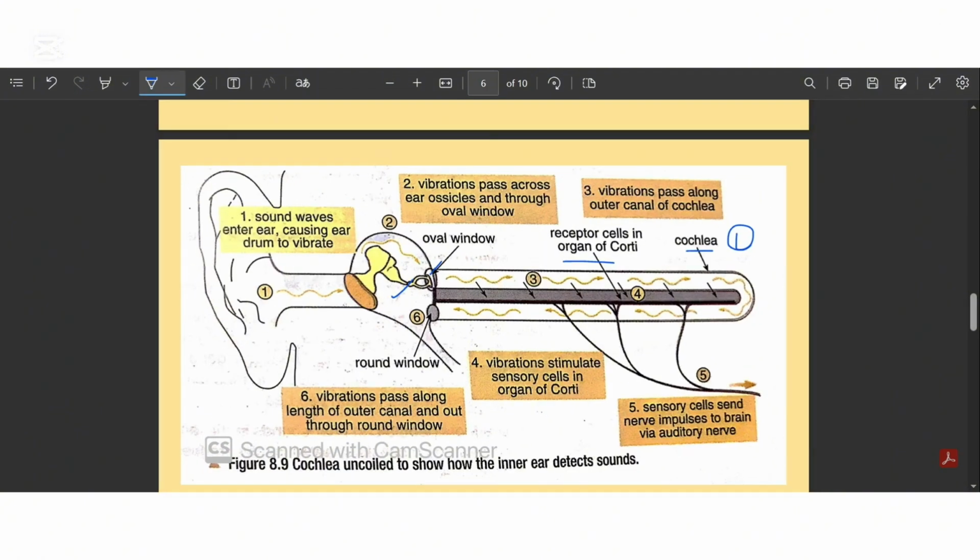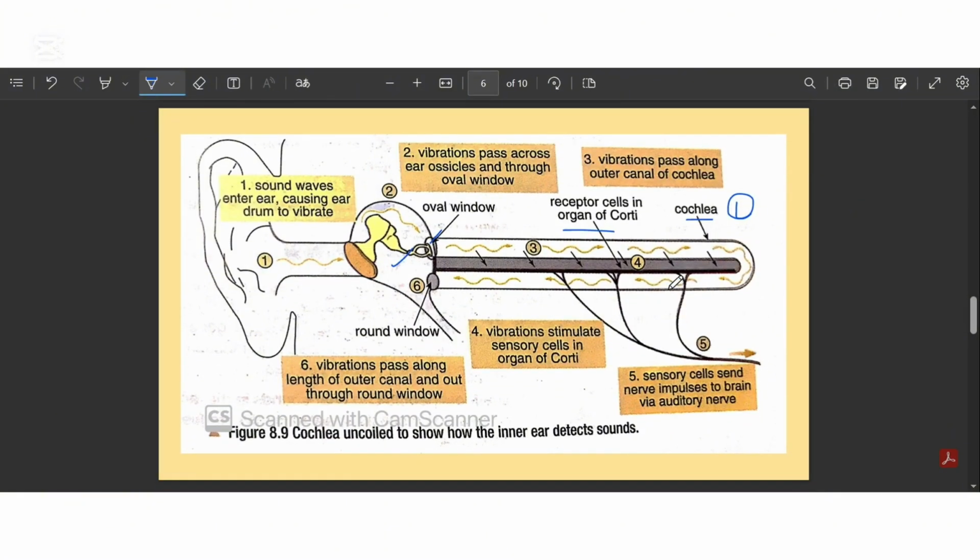So what is their function? The vibrations of the oval window are transmitted to the fluid in the outer canal, causing the sensory hairs to be stretched. The receptor cells respond by producing nerve impulses in the receptor neurons. In this way, the sound is converted into nerve impulses and sent to the brain. The round window vibrates with the opposite phase to the vibrations entering the inner ear through the oval window. This allows for pressure changes between the middle ear and the cochlea. So as you can see, we have completed this part of the inner ear.